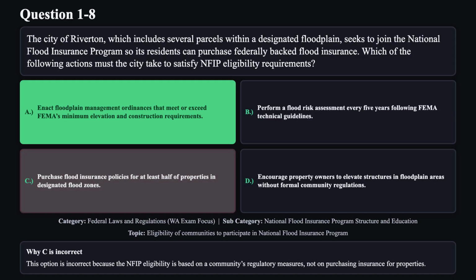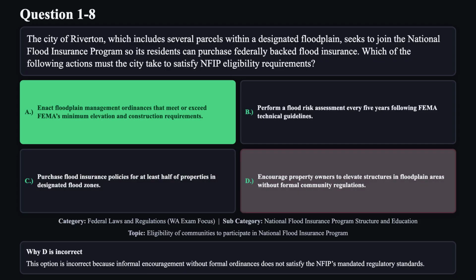Reason C is not correct. This option is incorrect because the NFIP eligibility is based on a community's regulatory measures, not on purchasing insurance for properties. Reason D is not correct. This option is incorrect because informal encouragement without formal ordinances does not satisfy the NFIP's mandated regulatory standards.